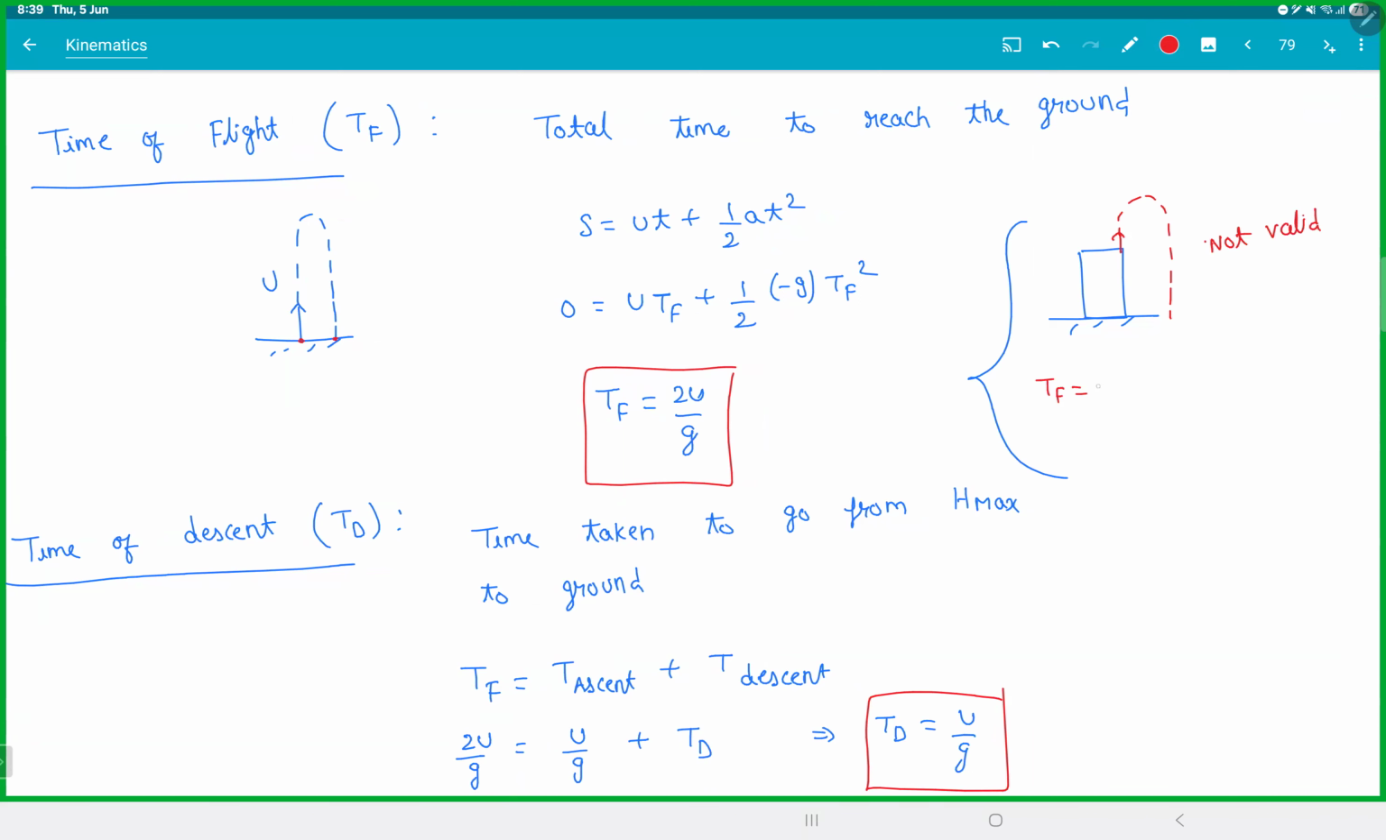So time of flight 2u by g and time of descent u by g are valid only if the body comes to the same level of projection. Whatever height you threw, it should come back to the same level. But when you throw from a building, you're throwing from here, but you're going below the building. So that is not valid. We can't use this formula. Displacement won't be 0. We will see how to do those also. What happens if you throw from a building? That would be the next case.